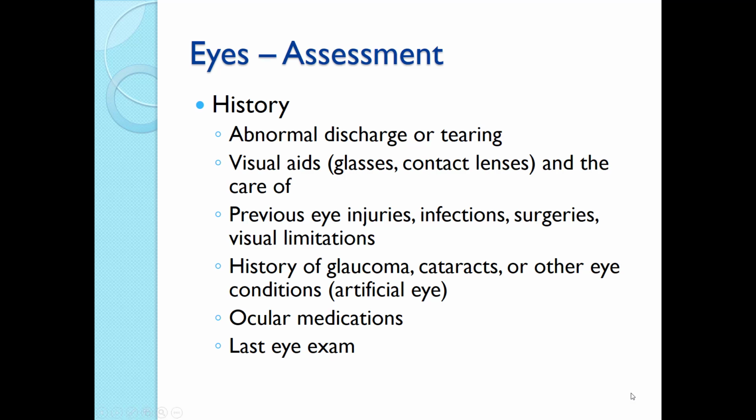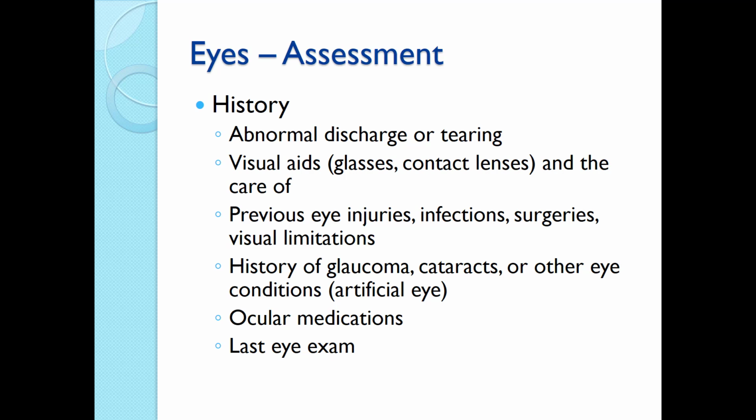So let's continue on with part 2 of the hygiene lecture. We're going to start by talking about assessment of our patients, and we'll just go through physical assessment, head to toe, things to be looking for when we are performing hygiene care. Let's start with the eyes.